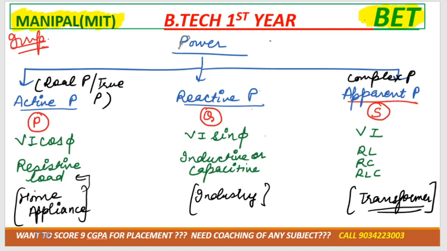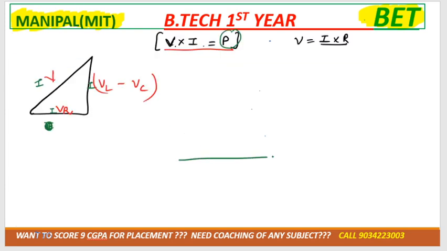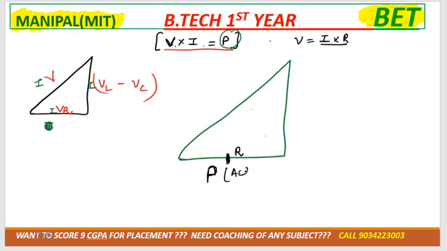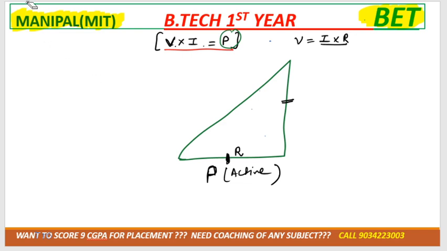Now you tell me, in the power triangle, which power should we write over here in the base? Base is basically for the resistance. So for resistive load, which power are we using? That is active power, denoted by P, right? And in the perpendicular we are using inductor and capacitor. So for inductive and capacitive, which power are we using? Reactive power, denoted by Q, and the total power is the apparent power, denoted by S.